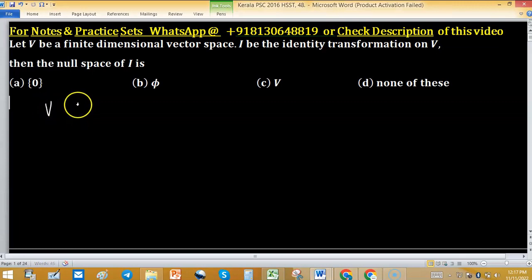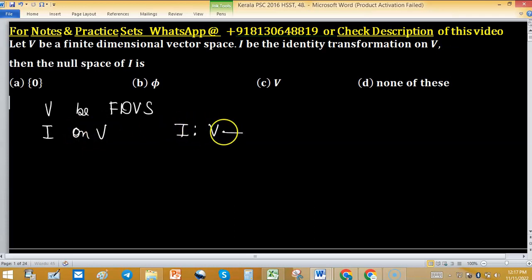Let V be a finite dimensional vector space and I be the identity transformation on V. It means I is a linear transformation from V to V. Then the null space of the identity transformation I, null space.